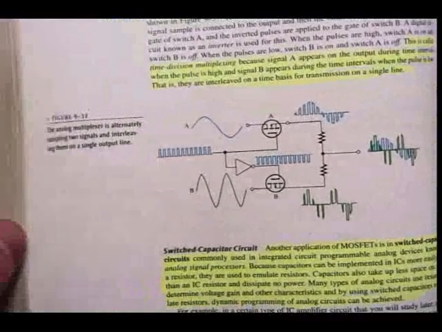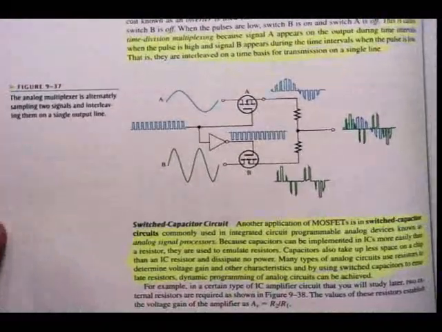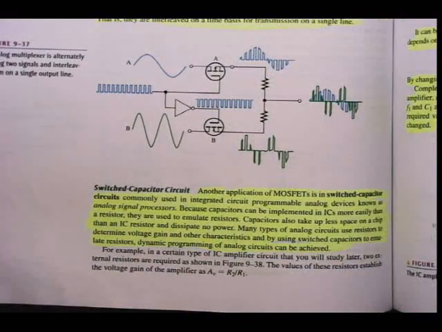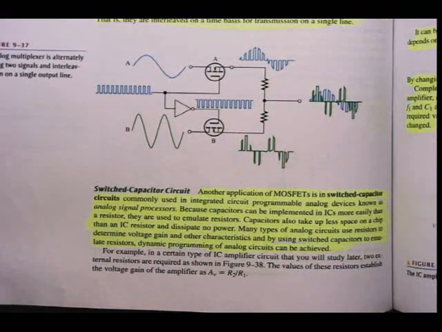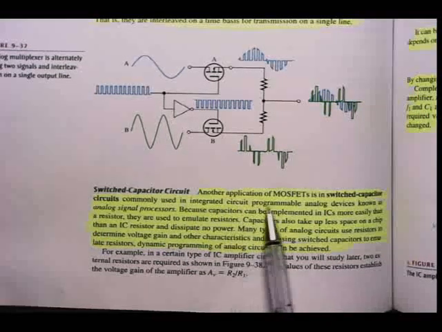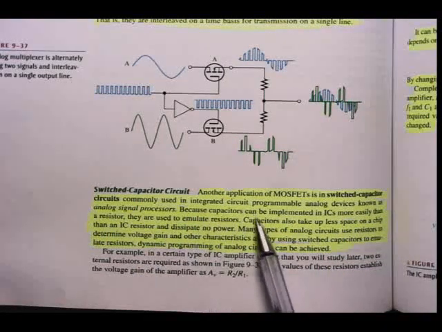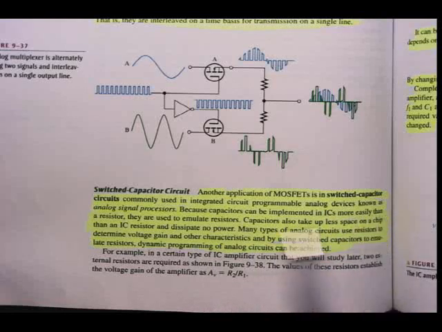All right, another one, switched capacitor circuit. The bottom of the page, page 462. Another application of MOSFETs is in switch capacitor circuits commonly used in integrated circuit programmable analog devices known as analog signal processors. Because capacitors can be implemented in ICs more easily than a resistor, they are used to emulate resistors.